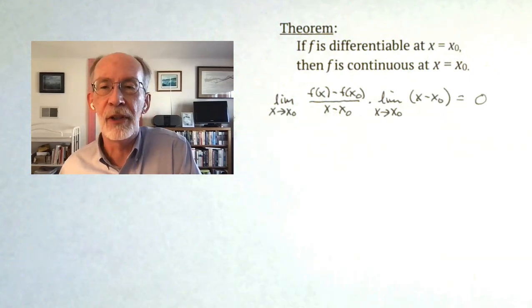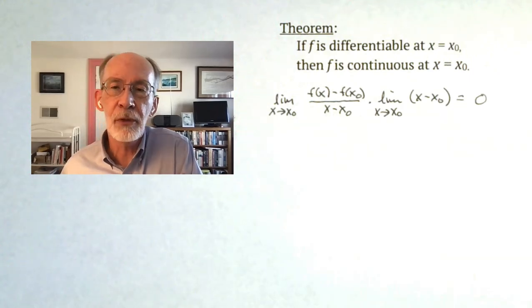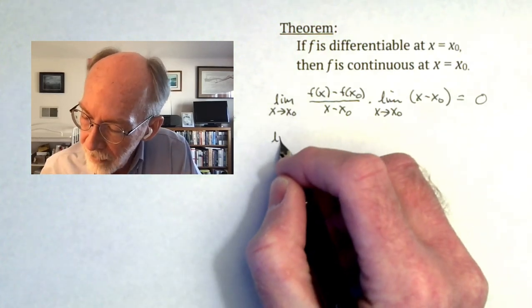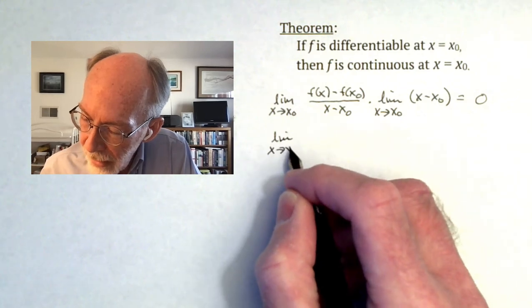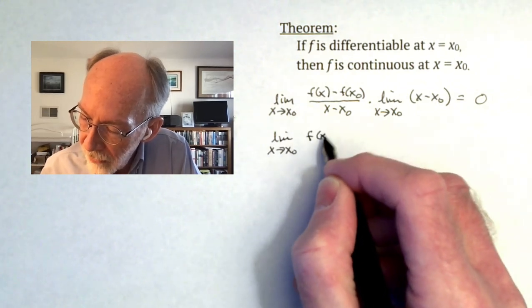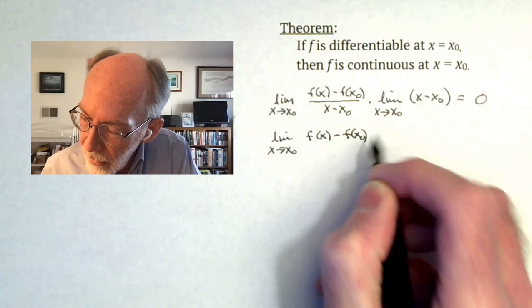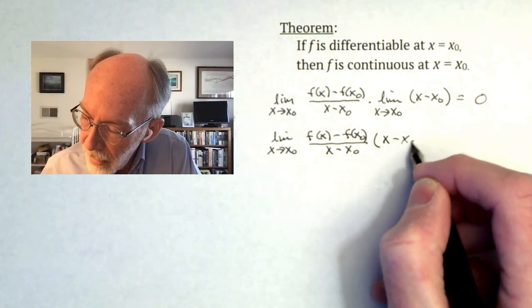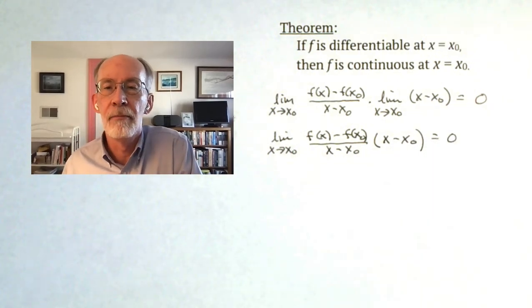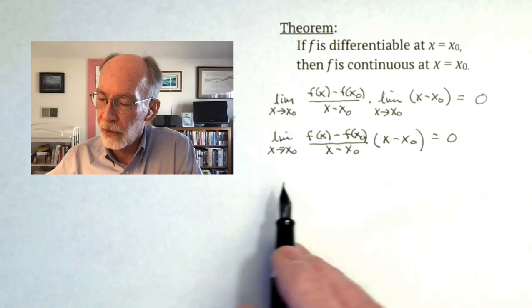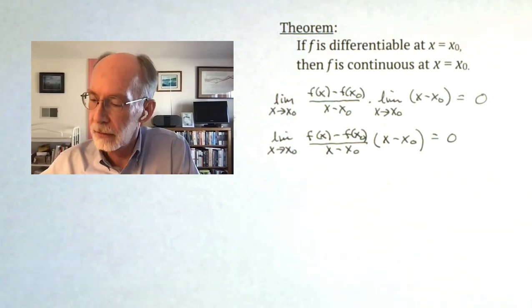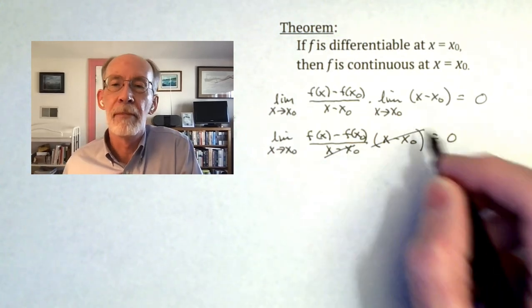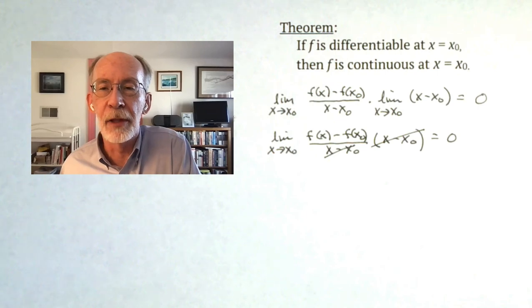If these two limits exist, and they do, then I can use the fact that the limit of a product is the product of the limits, and this becomes the limit as x goes to x naught of f of x minus f of x naught over x minus x naught times x minus x naught. And that's still equal to 0. Now, as long as x and x naught are not equal, these differences are non-zero, but they are identical, and so their quotient is 1, and I can cancel them, as the saying goes.